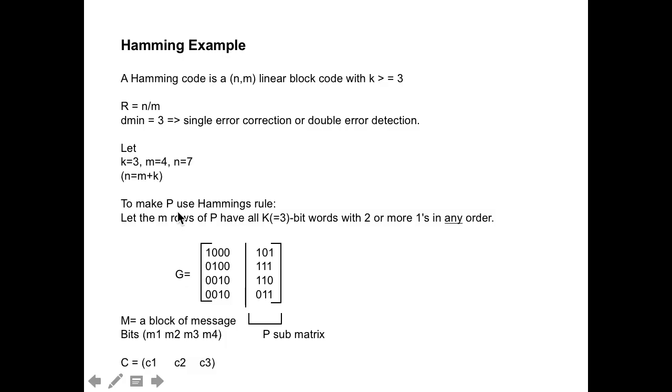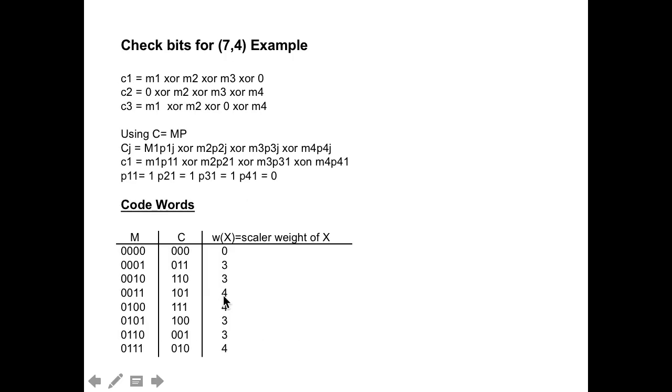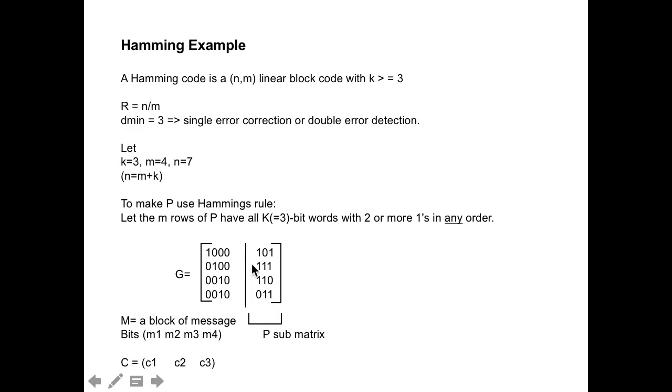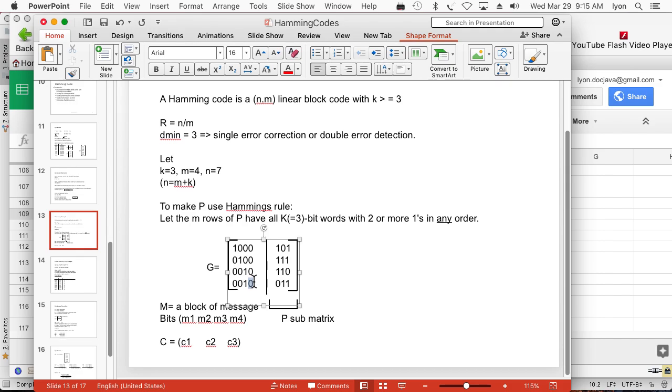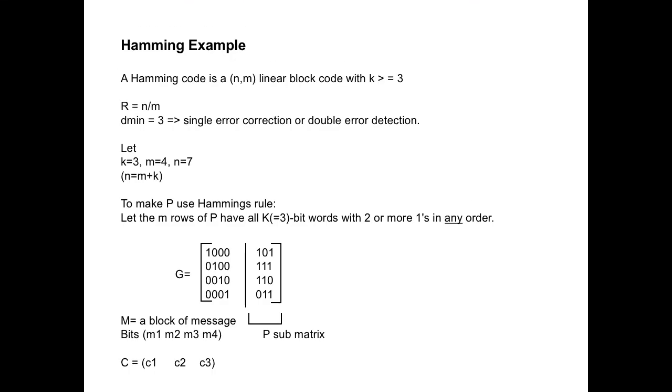To make the P matrix, we use Hamming's rule, so we let the m rows of P all have 3-bit words with 2 or more ones in any order. So here are the 2 or more ones, and we can pick any order we like, and then we adjoin it with an identity matrix, and I see there's another blemish here in the matrix. That should be an identity matrix, right? There you have it. So now we've got the generator matrix.